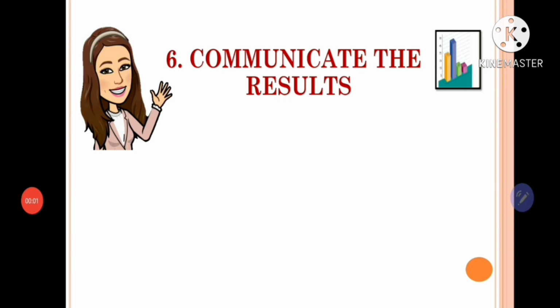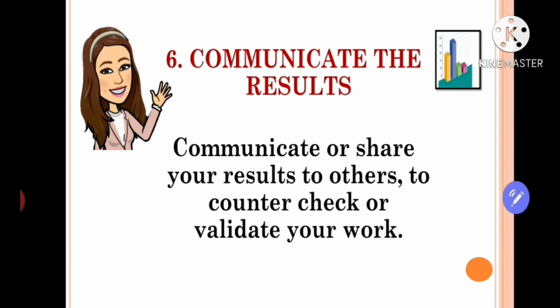We're now on the last stage of the scientific method, which is to communicate the result. Communicating results means you have to share your result with others to counter-check or to validate your work. Most researchers or scientists communicate their research results in different ways. One is to publish the result in peer-reviewed journals that can be read by other scientists. The other is to present their result at national and international conferences where other scientists can listen to the presentation for more validation and for some corrections.